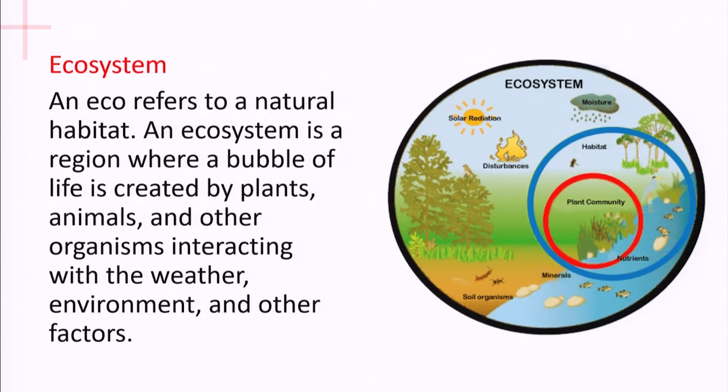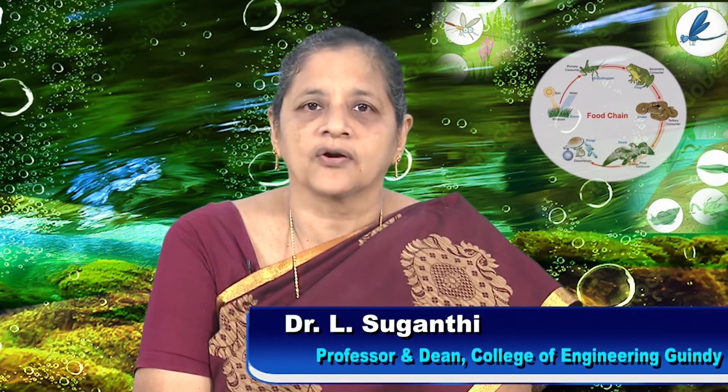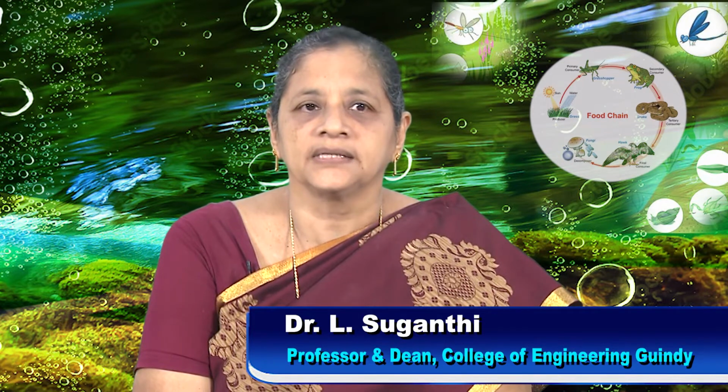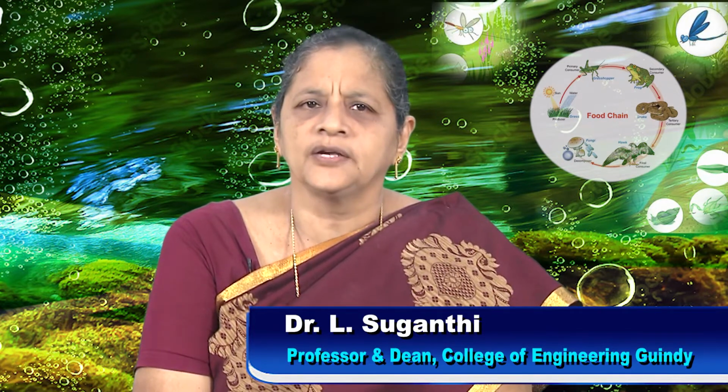An eco refers to a natural habitat. An ecosystem is a region where a bubble of life is created by plants, animals, and other organisms interacting with the weather, environment, and other factors. The mechanism that enables biological groups or species to coexist organically and engage with their physical surroundings is, in other words, an ecosystem. Ecosystem supports the biosphere and keeps the planet's natural balance.